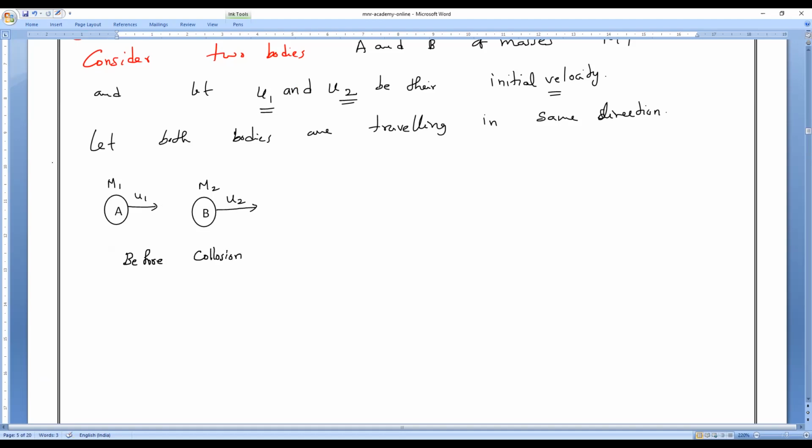Before collision. Clear, everyone? Understand or not? Okay, that is what. Now, after this one, you write a statement.